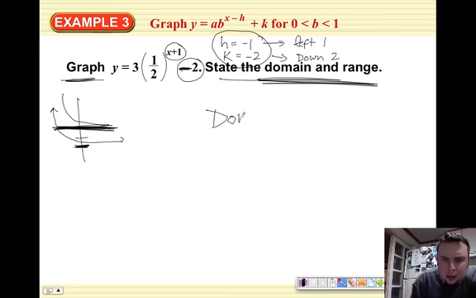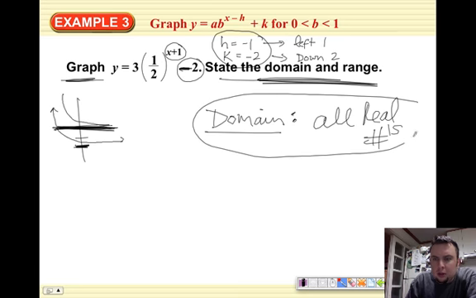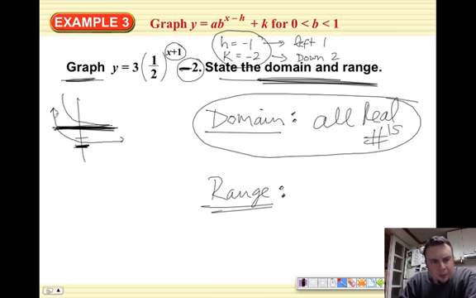What is your domain? I told you in the last video, think about what x could be. X could be positive? Yes. X could be negative? Yes. You can have a 1/2 to a negative power, right? Could it be 0? Yes. So actually all real numbers. For exponential functions, whether it be decay or the other one, growth, it's always all real numbers for the domain. That's easy points right there. The only thing that really changes for these functions is your range. And all you have to do is look at the picture. Look at it. Forget about the first one.